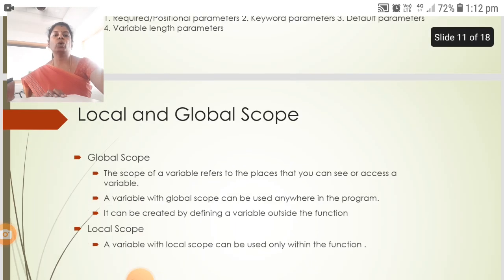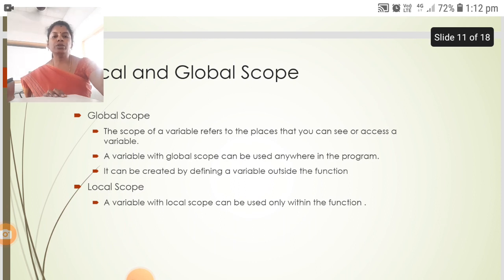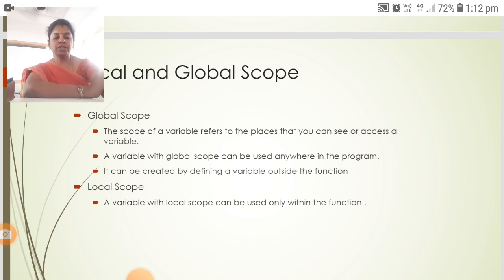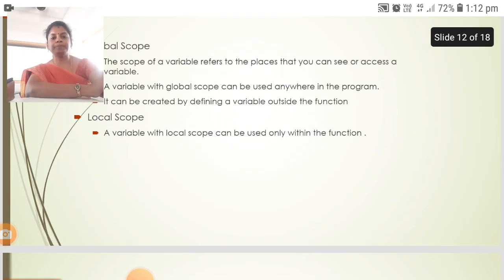The next is the local and global scope. The scope of a variable refers to the places where you can see or access a variable. A variable with global scope can be used anywhere in the program. It can be created by defining a variable outside the function. Then a variable with local scope can be used only within the function.